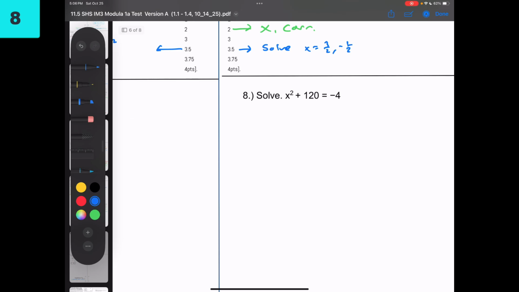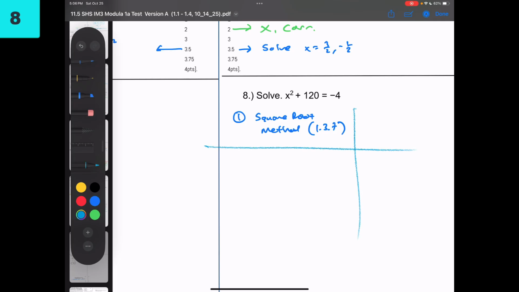Okay, number 8. There's only one way to solve this one. Well, I'll list out 2. The square root method. Now, although you're learning that currently in 1.5, we actually learned it back in like 1.3, I'm guessing like 7. It's like the last lesson. Now, there is another method you could try, which is factoring. And this would have been in the 1.4.